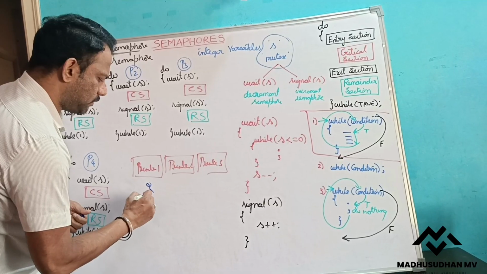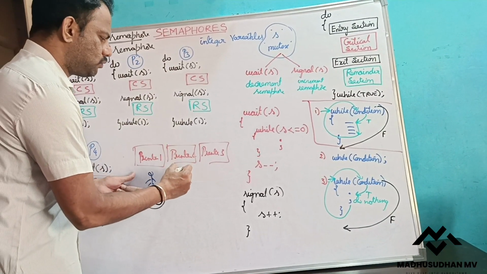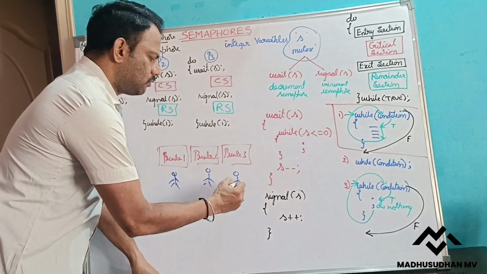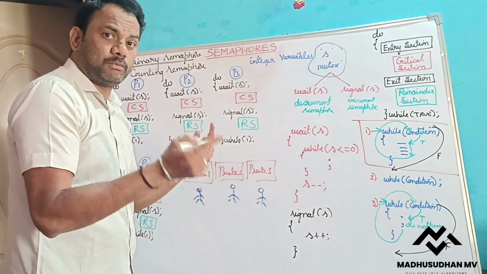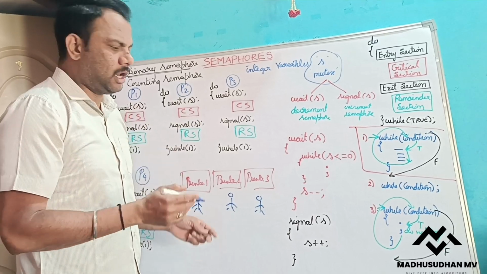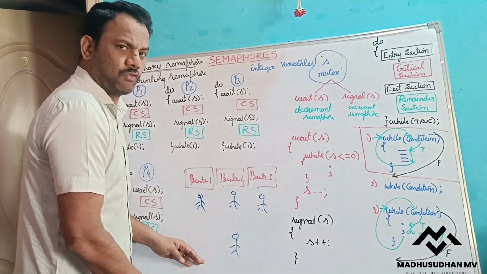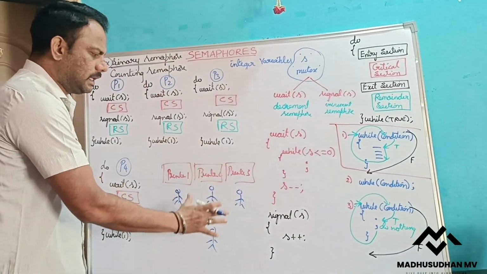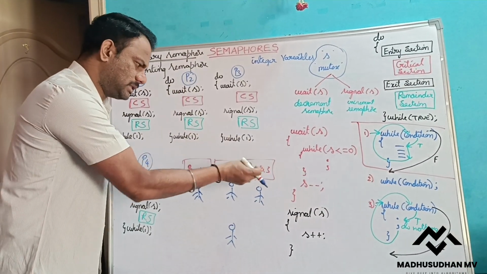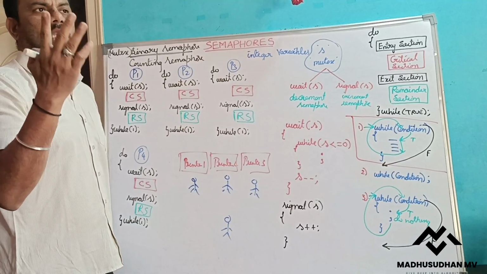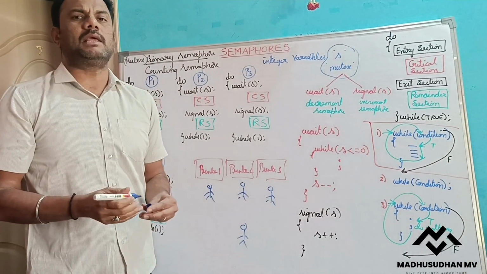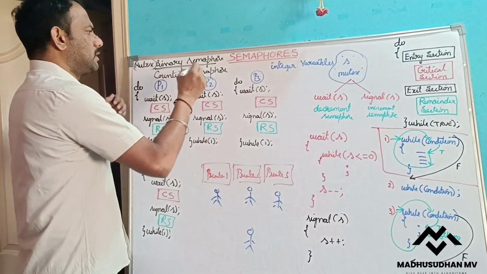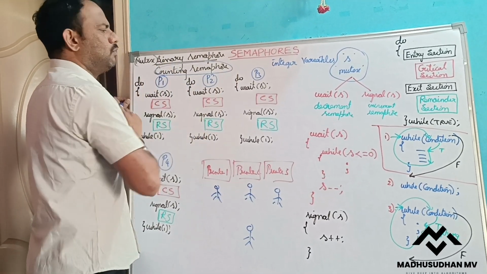The first person is using one machine, and the second person can use one more machine. Still one machine is free, so a third person can use that one. Now suppose a fourth person comes. That person has to wait for any one printer to become free. So here the same resource, the printer, has 3 instances. When we have multiple instances of the shared resource, then we go for counting semaphores.